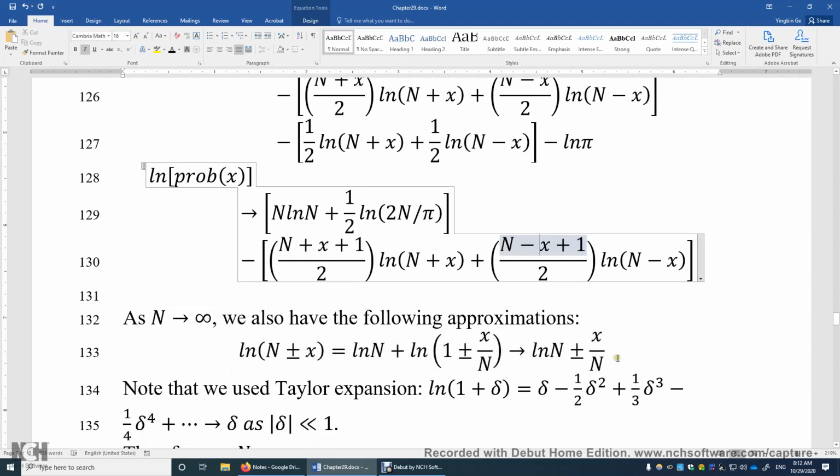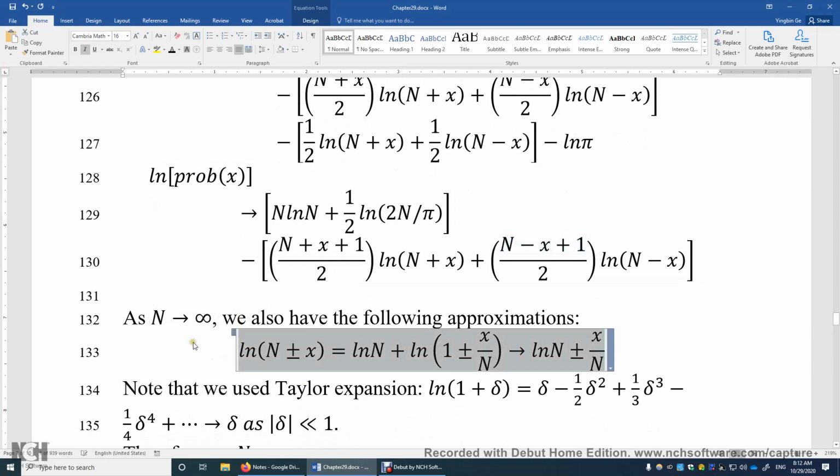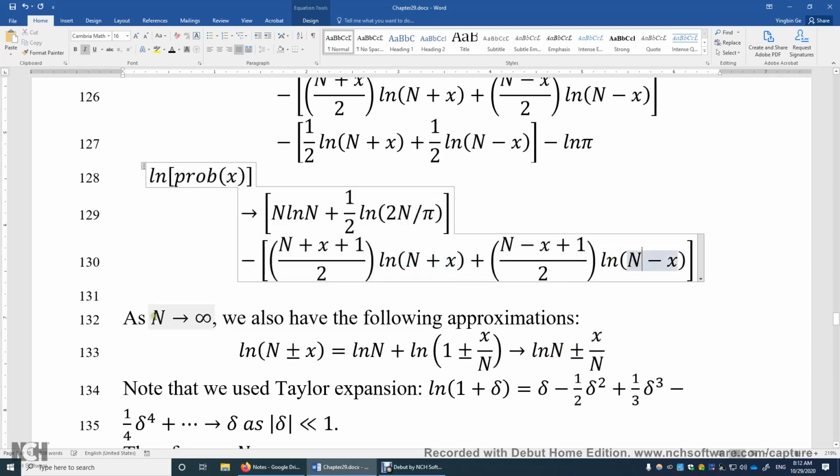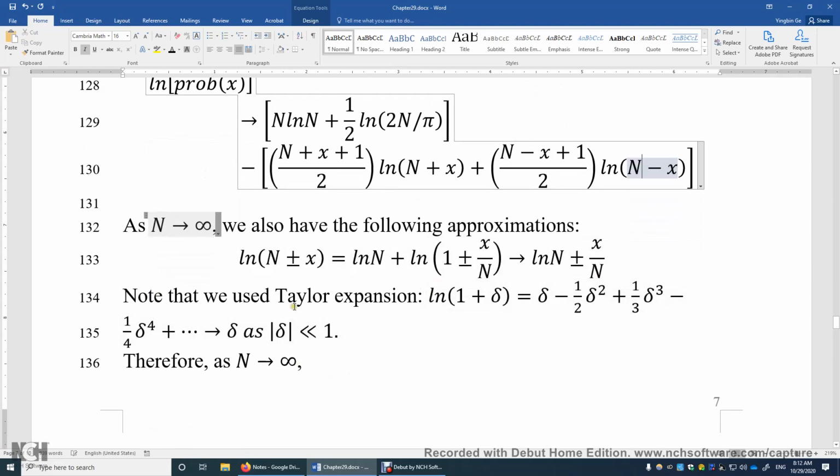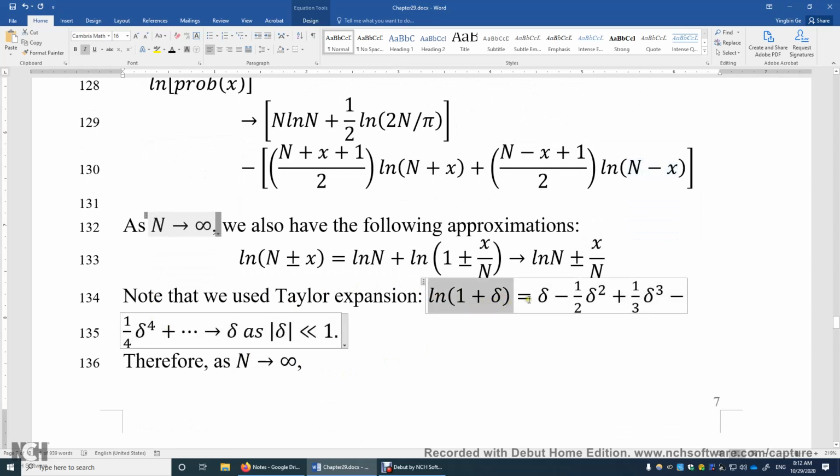If you have learned this approximation, this comes from the Maclaurin expansion or Taylor expansion of the logarithm. So when x is much smaller than n, then the natural logarithm of n plus or minus x can be expressed as this. So this is a truncated form of the Maclaurin expansion. So we can put this back in here. Again, the Taylor expansion or Maclaurin expansion of the logarithm of 1 plus delta is simply delta minus 1/2 delta squared plus 1/3 delta cubed.